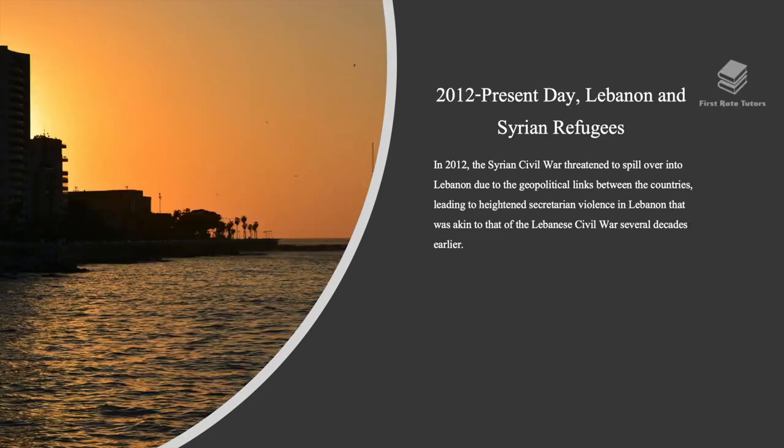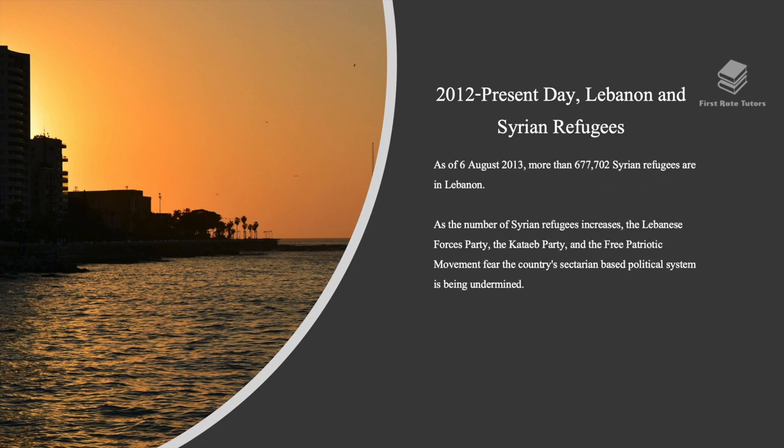In 2012, the Syrian civil war threatened to spill over into Lebanon due to the geopolitical links between the countries, leading to heightened sectarian violence in Lebanon that was akin to that of the Lebanese civil war several decades earlier. As of the 6th of August 2013, more than 600,000 Syrian refugees are in Lebanon. As the number of Syrian refugees increases, the Lebanese Forces Party, the Kataeb Party, and the Free Patriotic Movement fear the country's sectarian-based political system is being undermined.